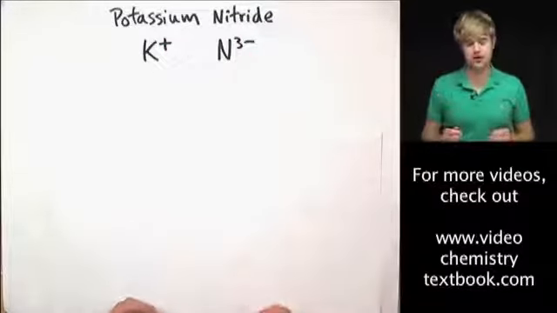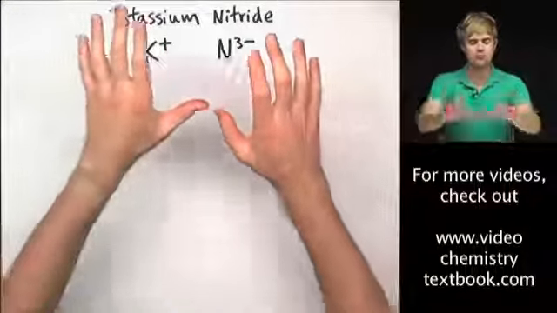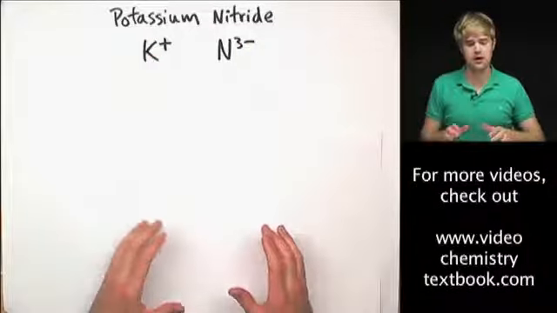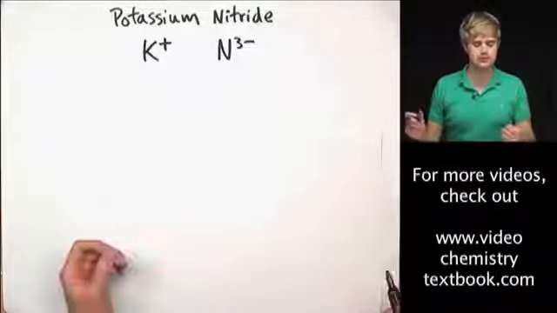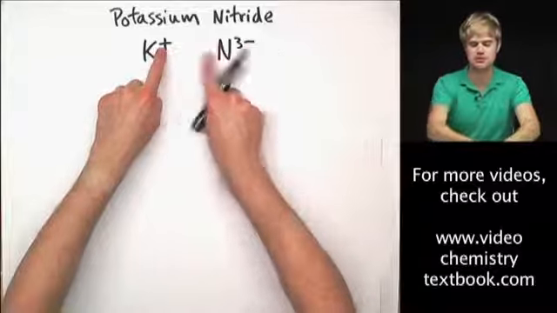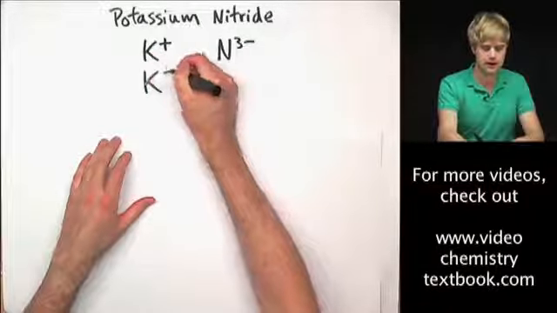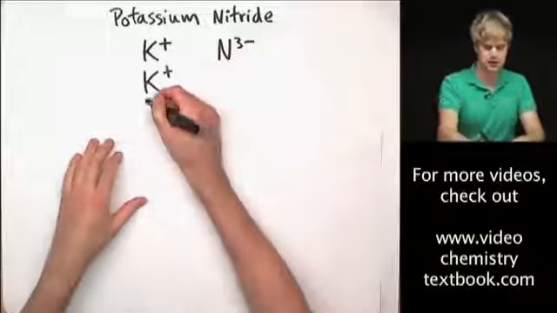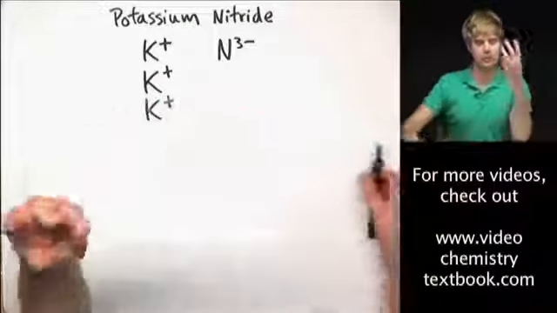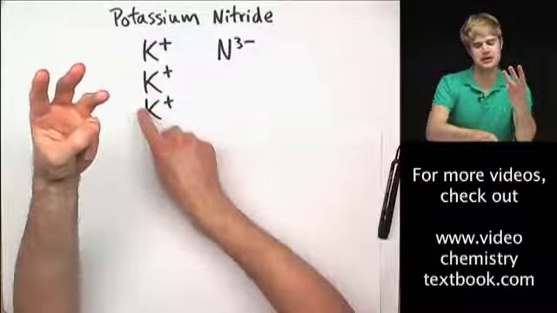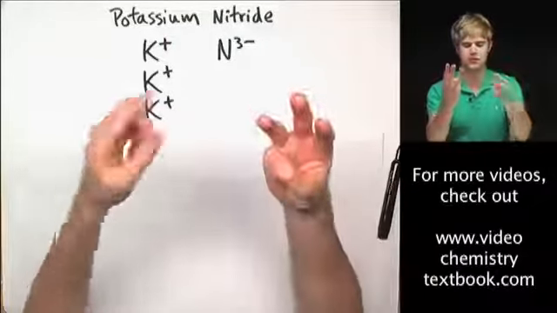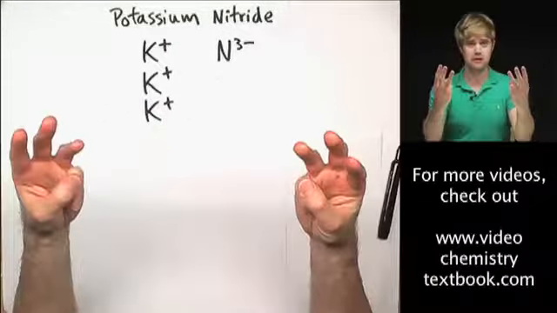That doesn't balance. But I can add more atoms of either type in order to get the charges to balance. Since I don't have as much plus as I have minus, I'm going to add a bunch more potassiums. Here I add another. Now I have 2 plus. Now I'm going to add one more. Now I have 3 plus. The 3 plus potassium on this side balances out the 3 minus nitride on this side.